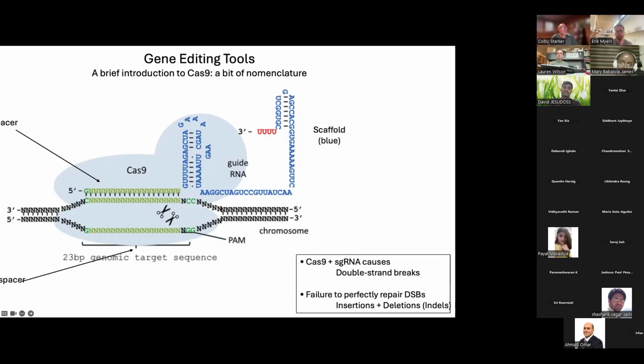So when you design, I designed quite a few of the CRISPR constructs, and they worked pretty well.